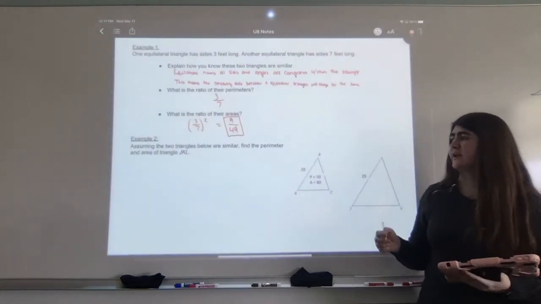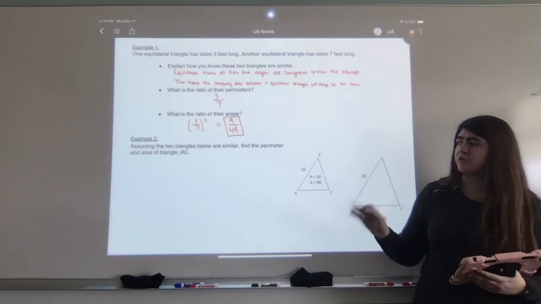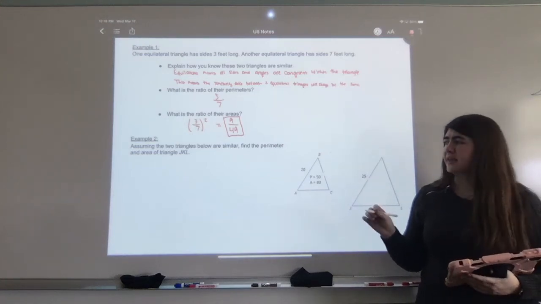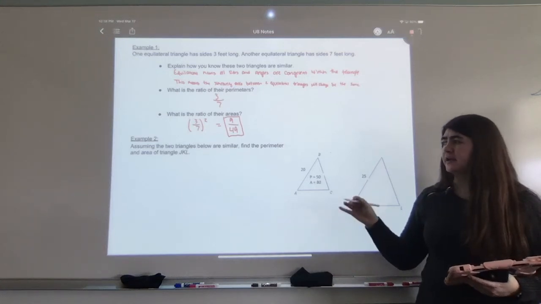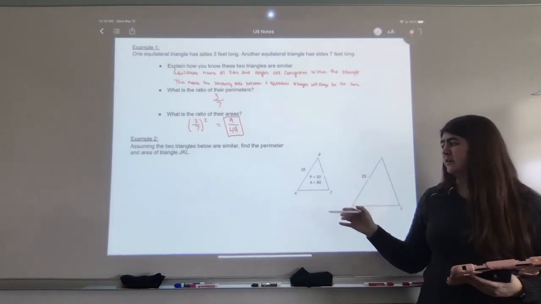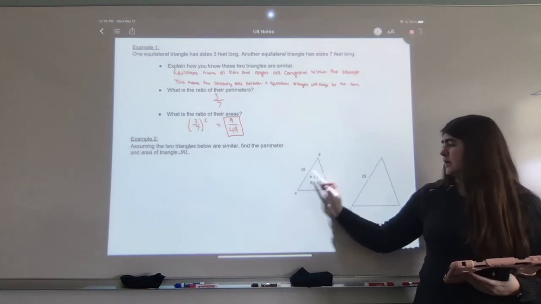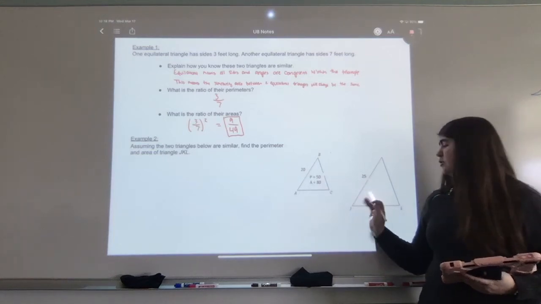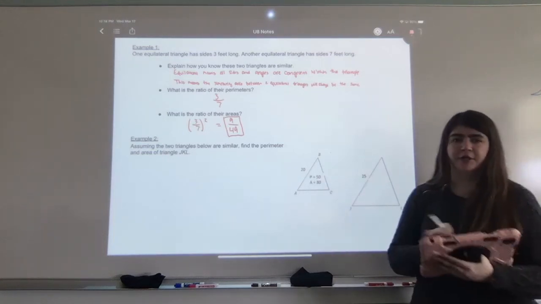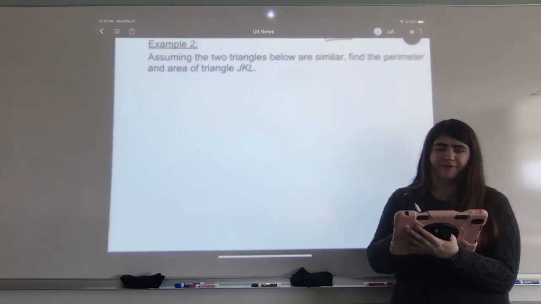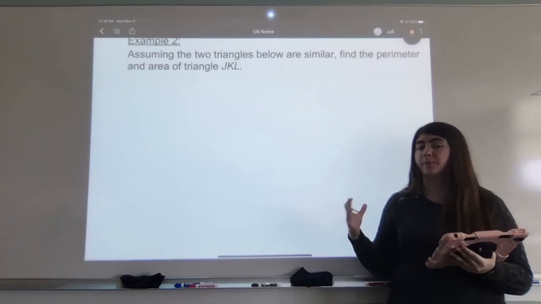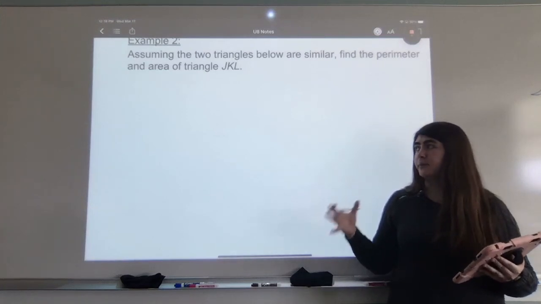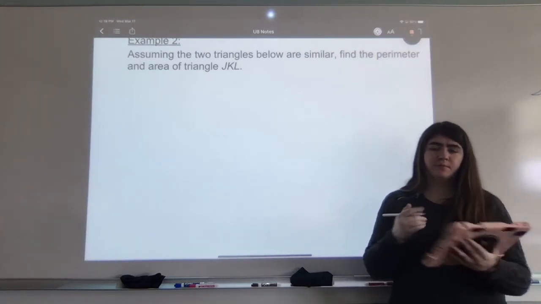All right, now let's take a look at example 2. It says, assuming the two triangles below are similar, find the perimeter and area of triangle JKL. So I have 20 to 25 for my side lengths, and I don't know anything about perimeter or area over here. I'm going to start by finding the perimeter ratio because I know that that will be proportional to the area for the perimeters.